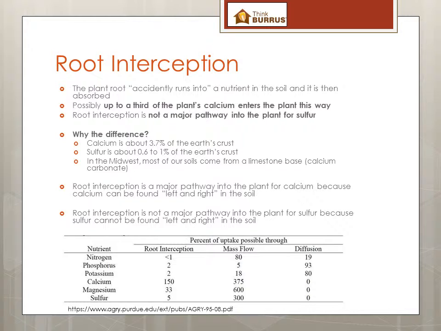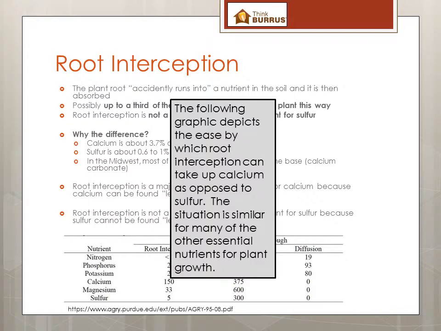Calcium is, sulfur is not. Why would that be so? Well, it's because calcium is so much more prevalent in the soil than sulfur is. Remember, our soils come from a limestone base, so there's lots of calcium carbonate, lots of calcium in the soil compared to everything else. And for that reason, root interception is a major pathway for calcium into the plant because it can simply run into it left and right, while it's not so easy for it to run into it left and right when we talk about sulfur.